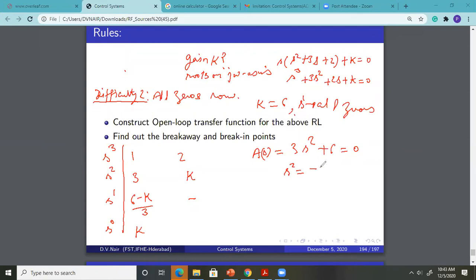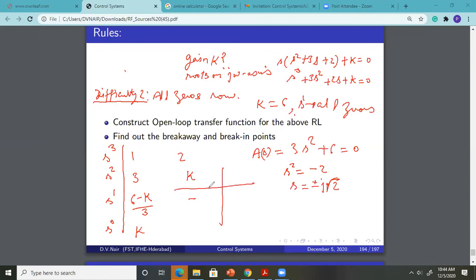S square is minus 2, right? S square is minus 2, so S is equal to what? S is plus or minus j root 2, because S square is minus 2. So under root minus will always be j. So plus or minus j root 2 becomes the solution, right? So here we have got the answer.